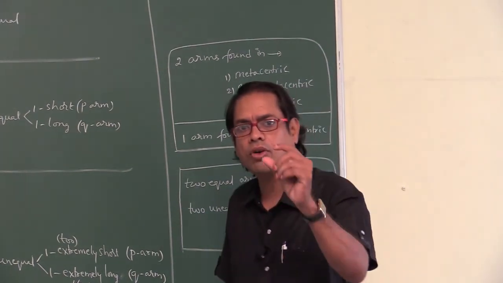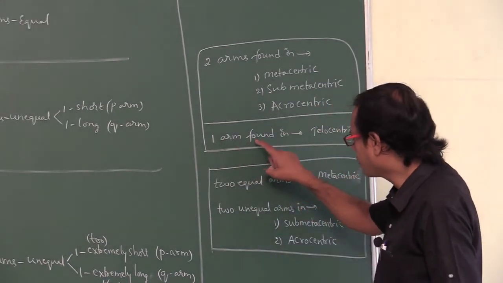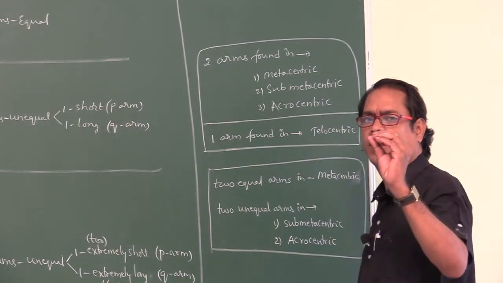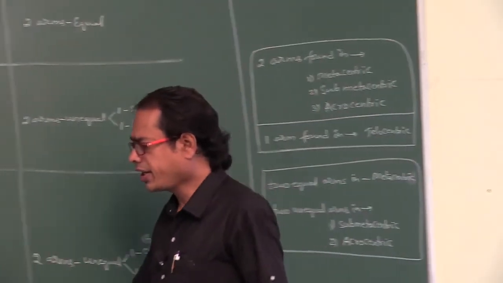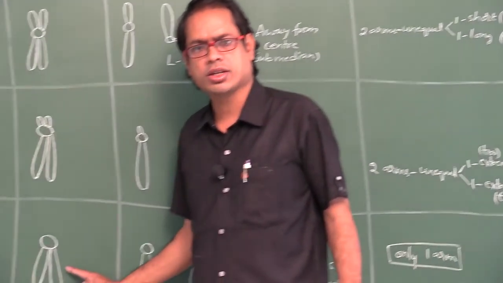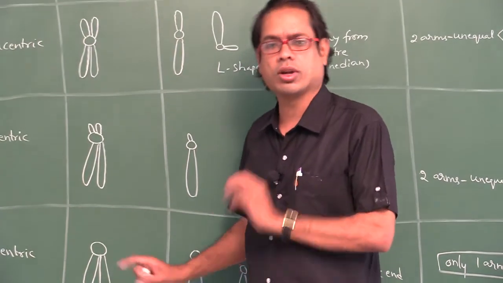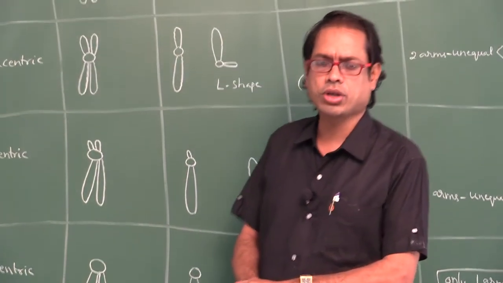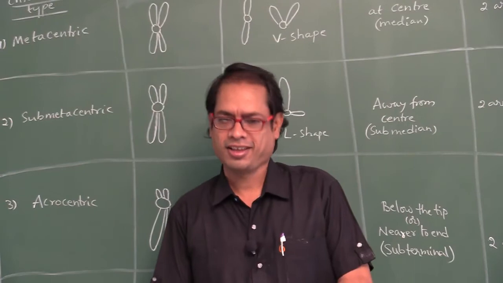Only one arm is found in telocentric. Very, very important point. In our NCERT textbook, this diagram is wrong, my dear students. Please follow this diagram only. Okay, I hope you understood this class, and we will meet in the next class.